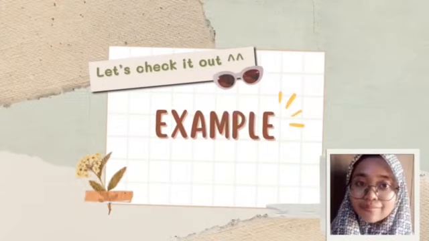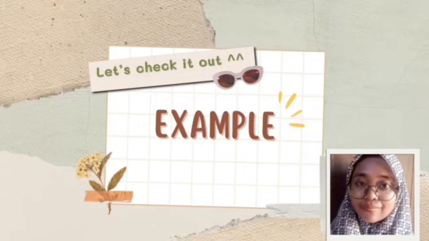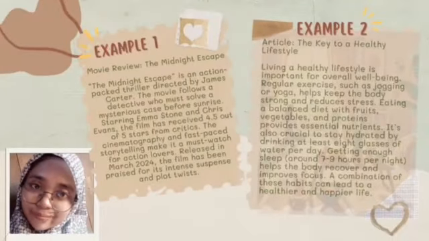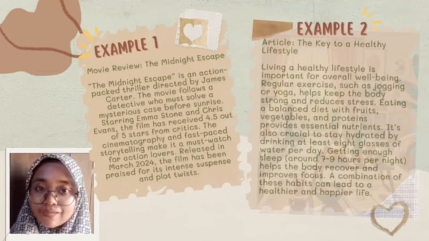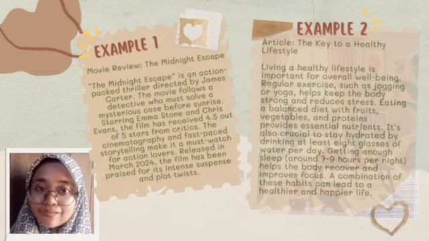Next, we will provide the class some examples to try out together. There are 2 examples from a movie review and an article. We will give you all a few seconds to read them using skimming and scanning techniques. We can start now.